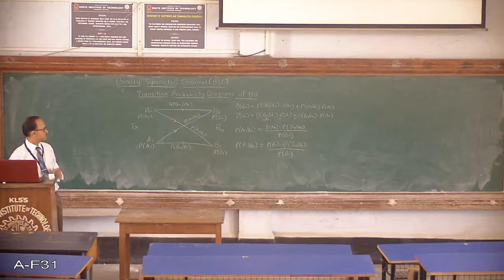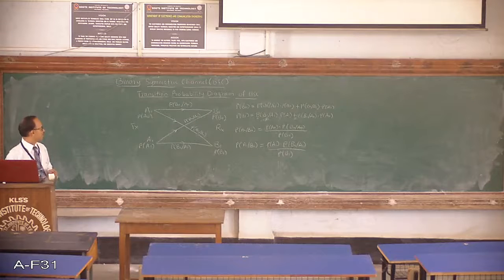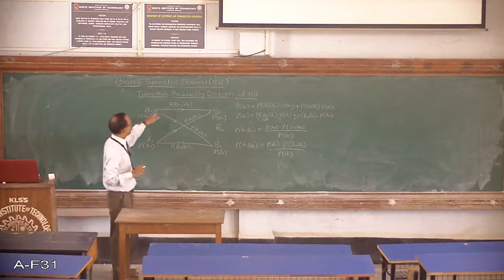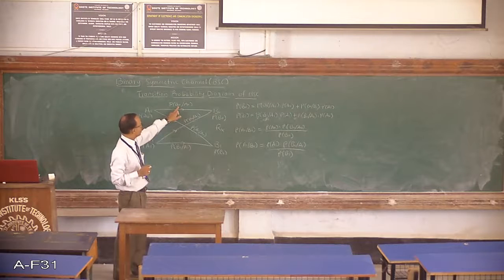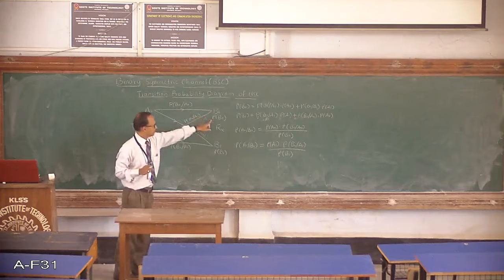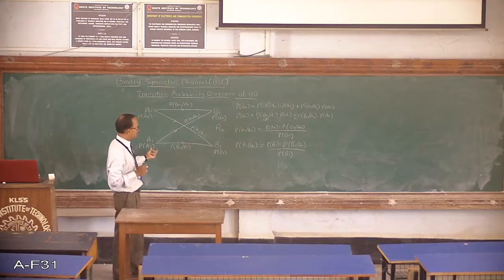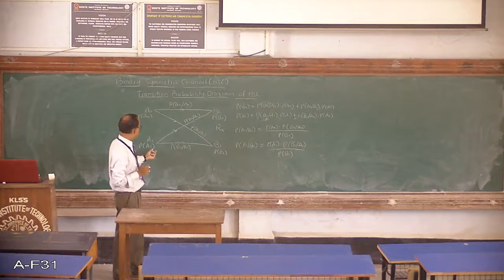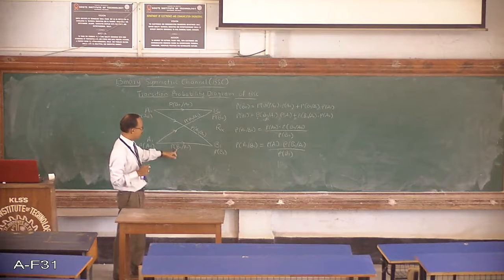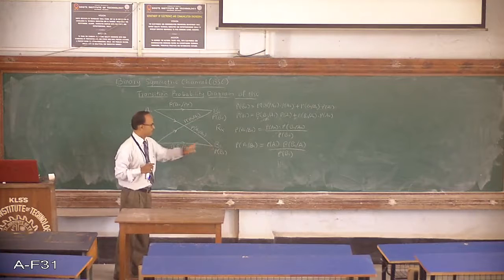P of A0 slash B0 is equal to P of A0 multiplied by P of B0 slash A0 divided by P of B0. Similarly, P of A1 slash B1 is equal to P of A1 multiplied by P of B1 slash A1 divided by P of B1.